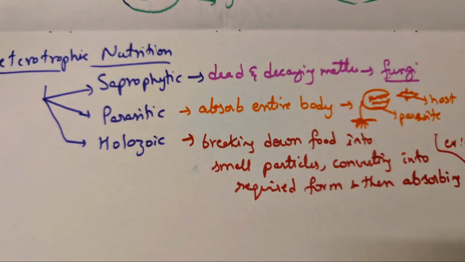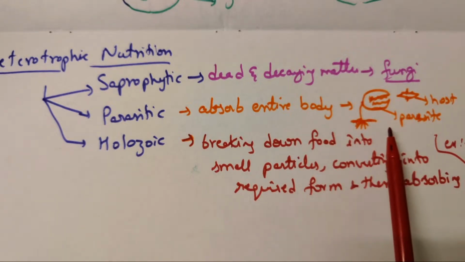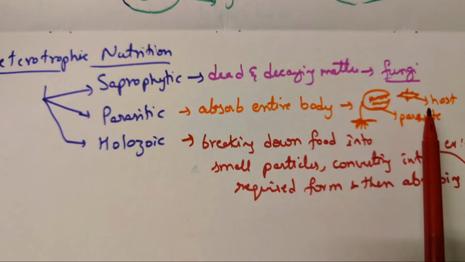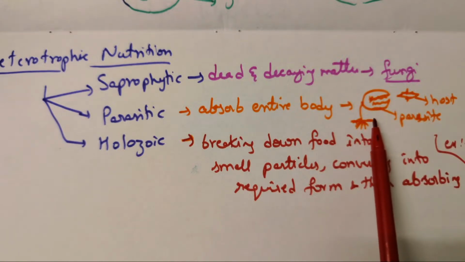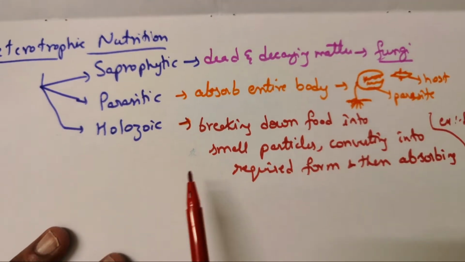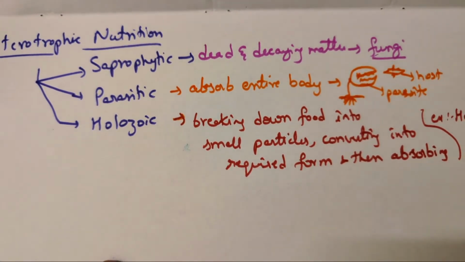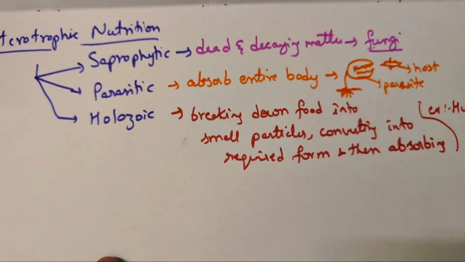The second is parasitic. Parasitic are the ones which absorb the entire body of the host. For example, this plant which I have just explained: any fly or host coming near to it, it will just swallow the entire body completely and then the digestion happens. The holozoic are the ones which break down the food they are taking into smaller particles or smaller forms like glucose, carbohydrates and all, and then it will be absorbed. The example is the human body.